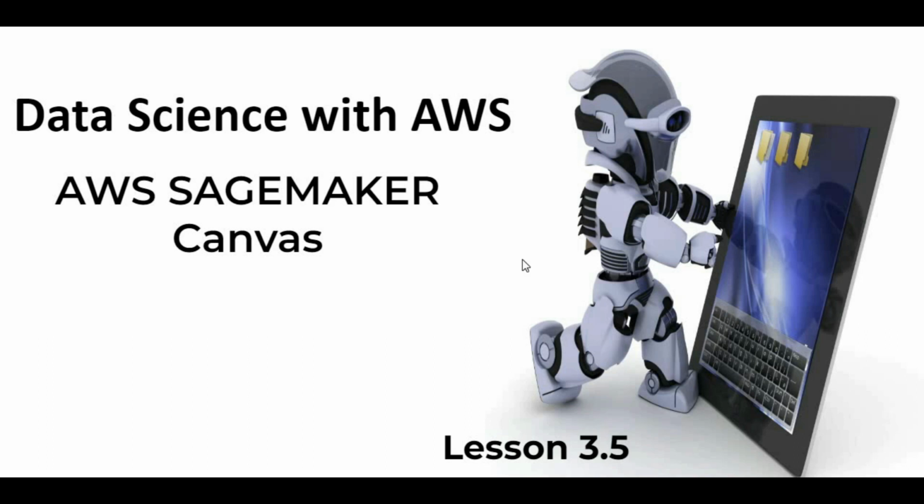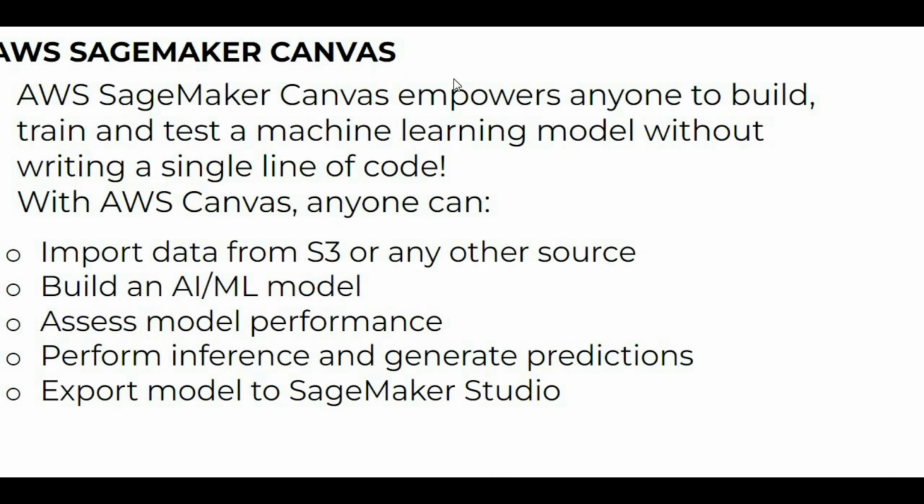In this video, we will be talking about AWS SageMaker Canvas. As we know, Canvas is an automated platform by AWS where we don't need to write any code, but we can build our ML models, we can deploy them, and we can train them also. So AWS SageMaker Canvas empowers anyone to build, train, and test a machine learning model without writing a single line of code. So those who are not aware of coding can also use AWS SageMaker.